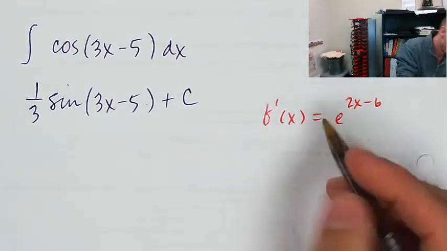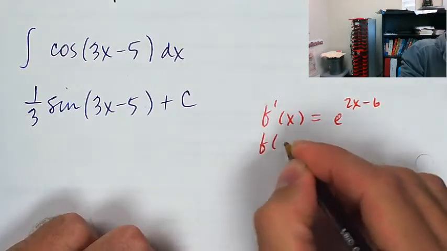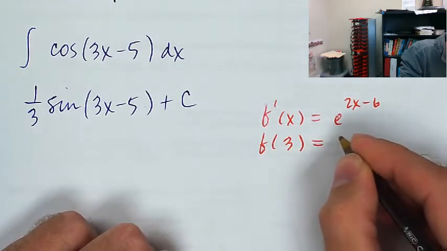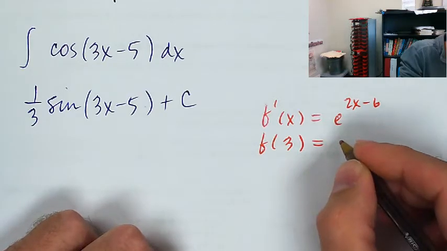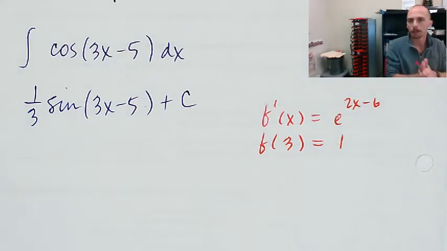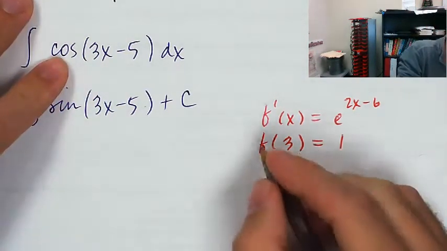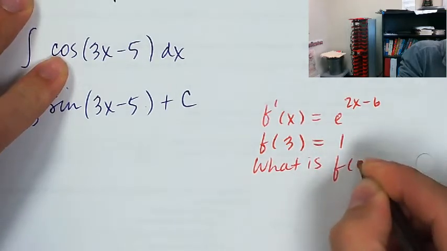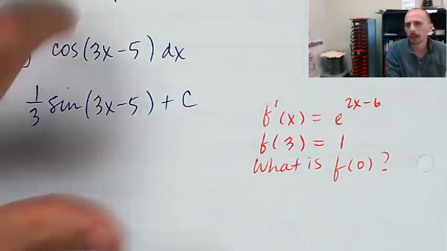That'll be a good one, with f of 3 equaling, I don't know... Hold on, just need to be careful. I think 1 will be a good idea. Okay, so we need to say, well, what is f of 0? Something like that.